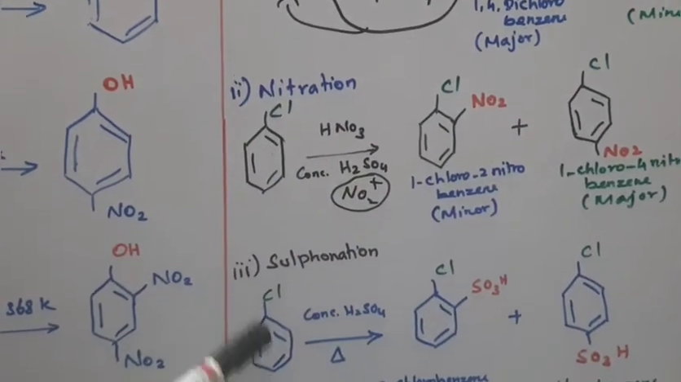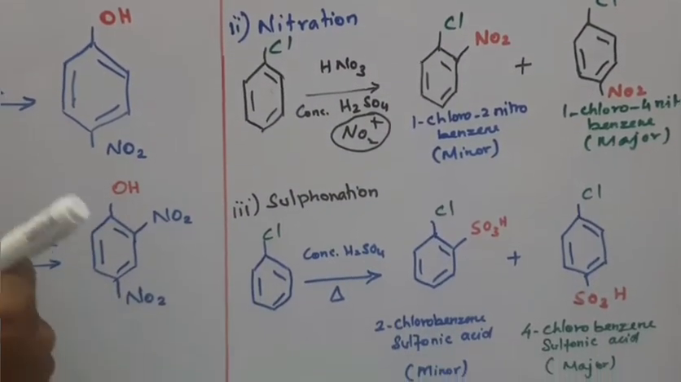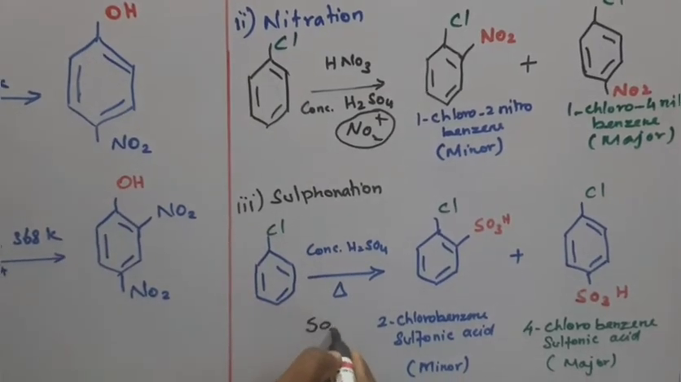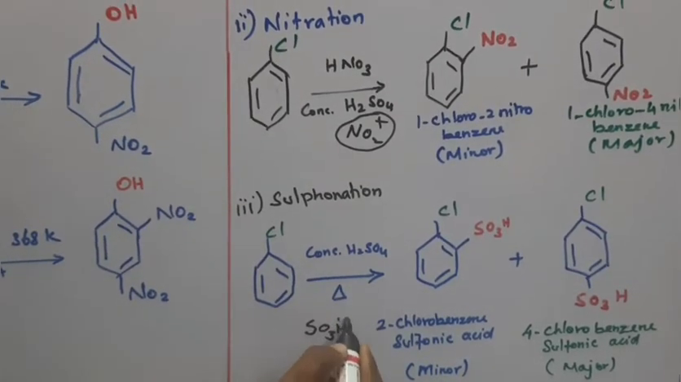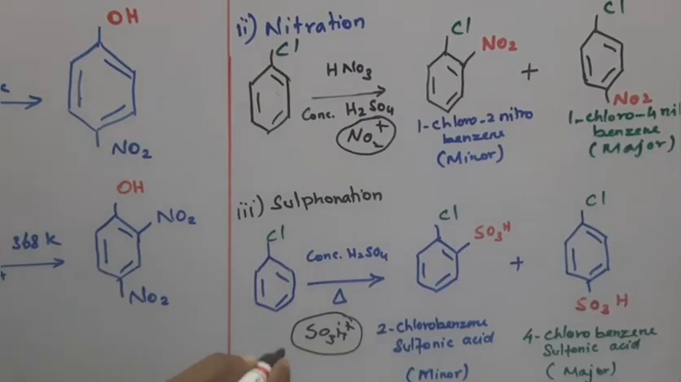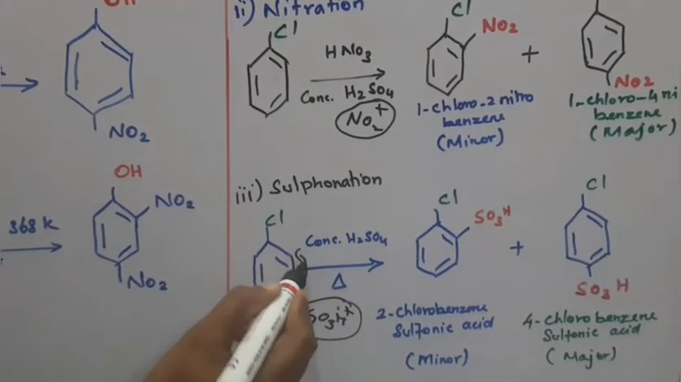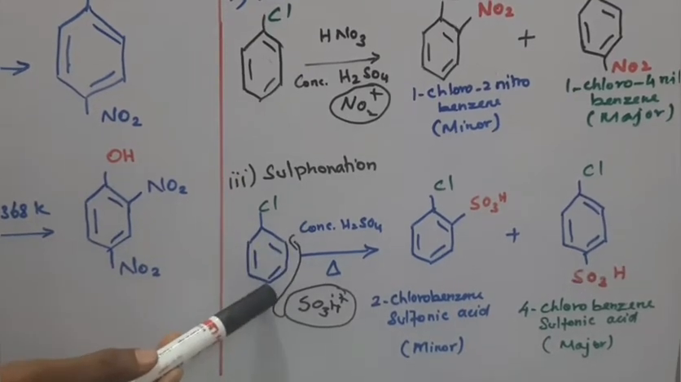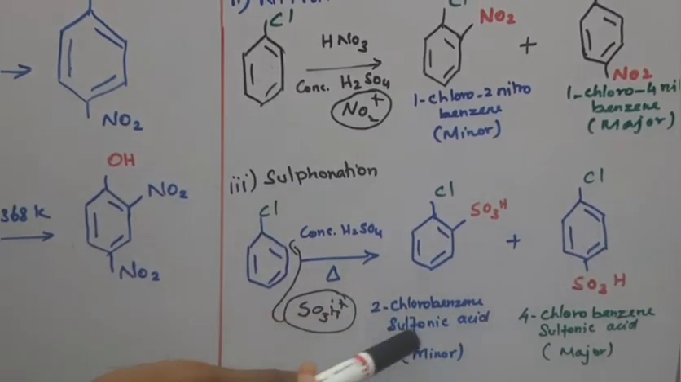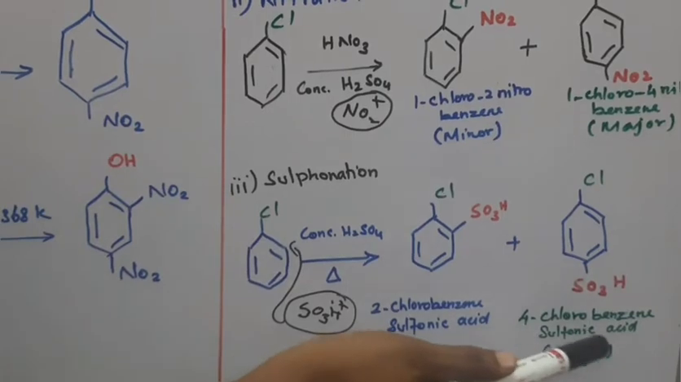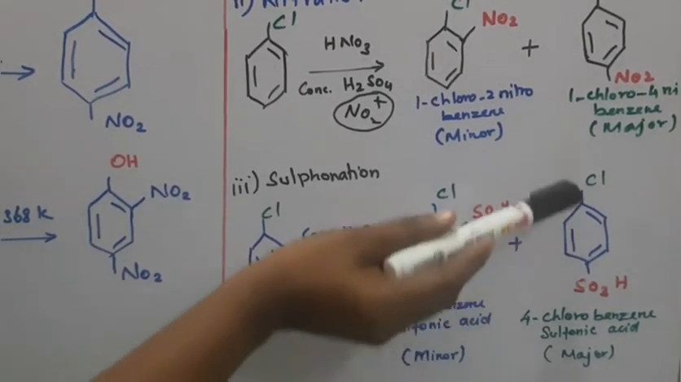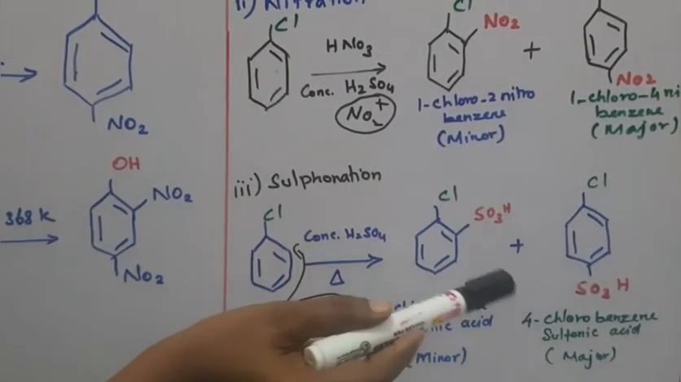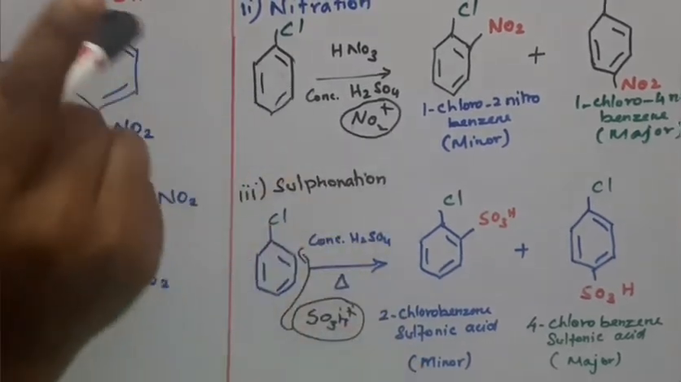Here the sulfonation reaction takes place. Same, this is SO3H plus. SO3H plus is an electrophile. This electrophile goes and attacks electron rich centers like the ortho position as well as the para position. We can get two types of product. Then 4-chlorobenzene sulfonic acid is the major one because of the para position. Okay students, you keep it in mind.